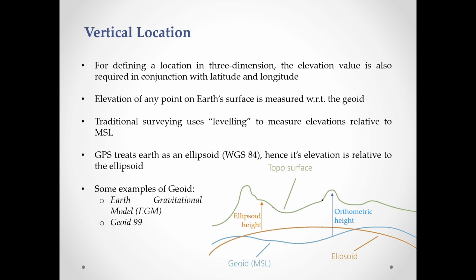Vertical location. For defining a location in 3 dimensions, the elevation value is also required in conjunction with latitude and longitude. Elevation of any point on Earth's surface is measured with respect to the geoid. Traditional surveying uses leveling to measure elevations relative to MSL. GPS treats Earth as an ellipsoid (WGS 1984), hence its elevation is relative to the ellipsoid. Some examples of geoid: Earth Gravitational Model (EGM) and Geoid 99.